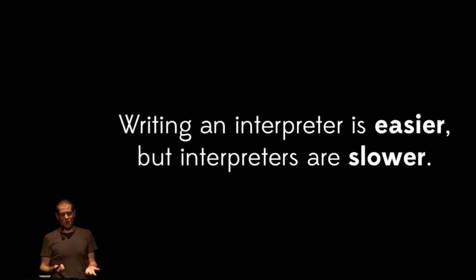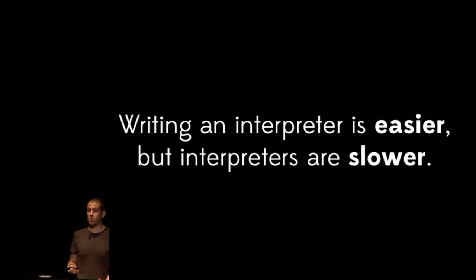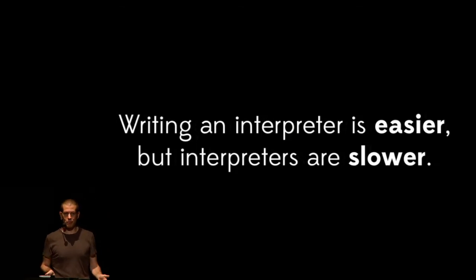So in summary, writing an interpreter is easier to do, but interpreters are slower than compilers. Writing an interpreter, you only have to think about one time, runtime. You only have to think about one language, which is the language you're implementing your interpreter in, and you can be as dynamic as you like, and there's no complexity cost there. There may be a time cost, but it's not more difficult to do. So in an ideal world, we would all just write interpreters, but of course, we want compilers because they make our programs go faster.